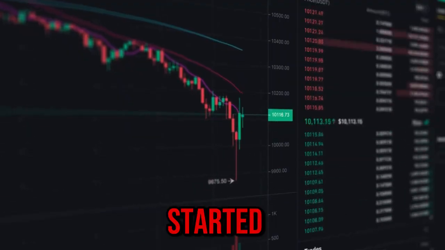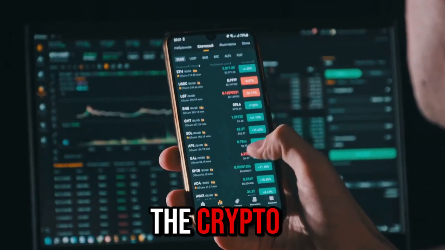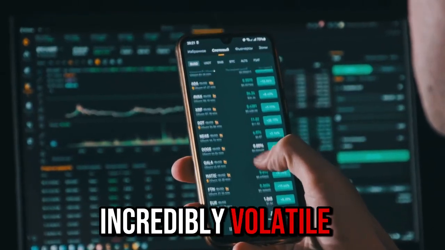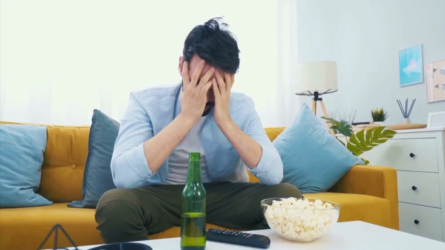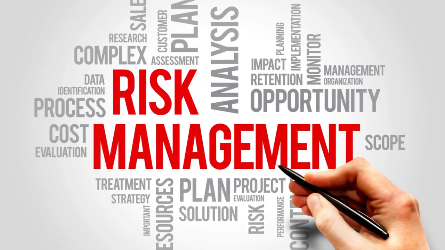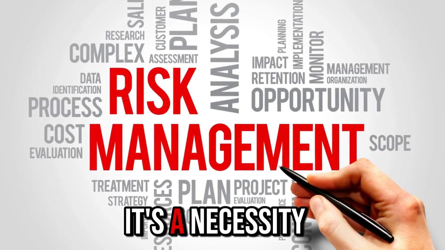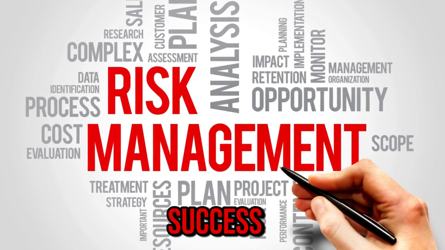Let's get started. We all know the crypto market can be incredibly volatile. Huge gains are possible, but so are significant losses. That's why having a solid risk management strategy isn't optional. It's a necessity for long-term success.